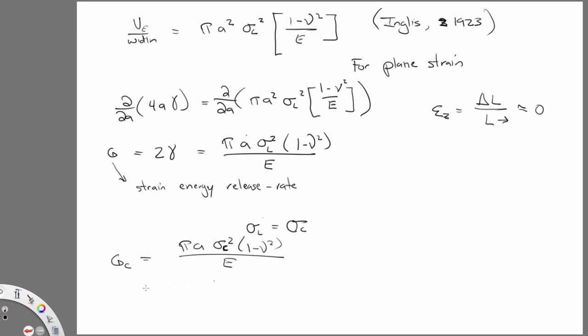So this thing is a material property. If you go to the lab and do these types of experiments and measure this repeatedly, then you could define, at least in a statistical mean sense, some critical strain energy release rate that would be a material property. This is a material's resistance to fracture, essentially.